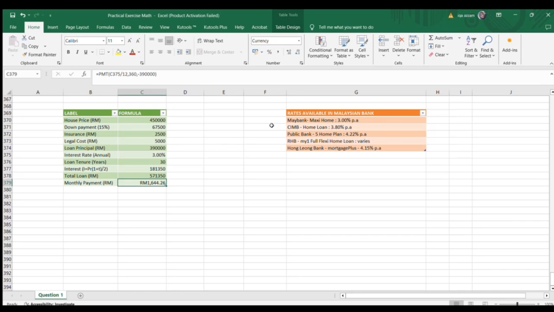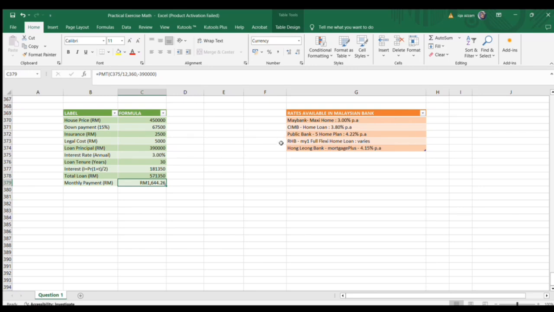Now, I'm going to explain how I solved question number 1. First, we take a look at the rates. This is the rate available in Malaysia Bank. First is Maybank, which is 3.00%. Next is CIMB, 3.80%. The third one is Public Bank, 4.22%.